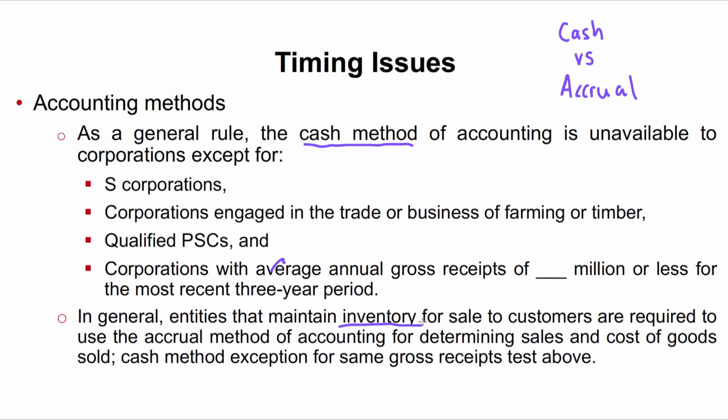Corporations that maintain inventory. If you do the $25 million or less test over the last 3 years, you focus on the gross receipts. So if gross receipts are more than $25 million for the last 3 years averaged, and you have inventory, you're required to use the accrual method of accounting. Required. Okay, so that's another example where you must use the accrual method. If you aren't required to use the accrual method, you have the option of doing the cash or the accrual method. So that is the cash versus the accrual method.